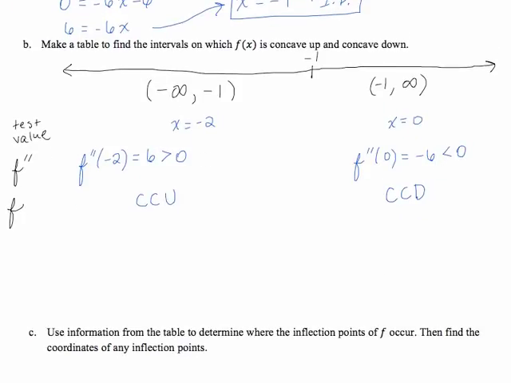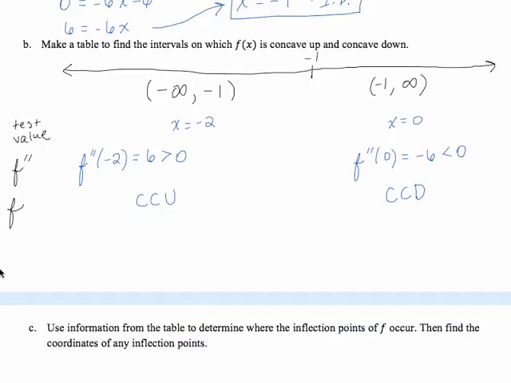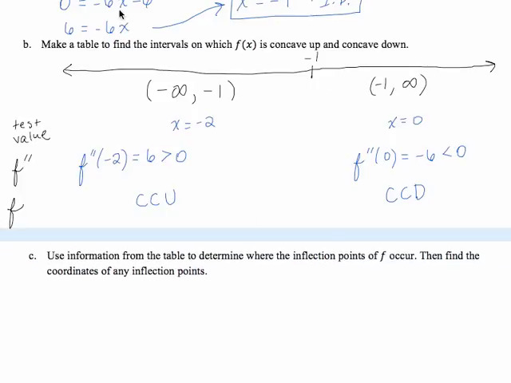So now let's use this information to determine where any inflection points occur. Because we know that it does in fact change right here at negative 1, we do have an inflection point at x equals negative 1, because it changed from up to down. Had it been concave up on both sides or concave down on both sides, there would be no inflection points.